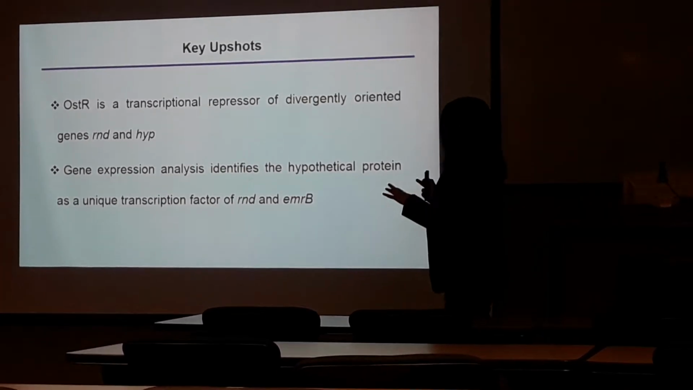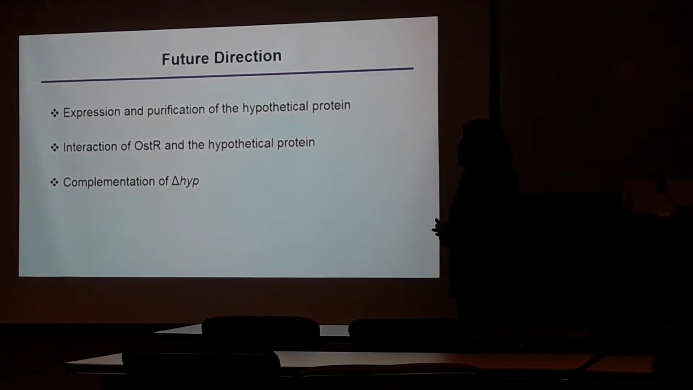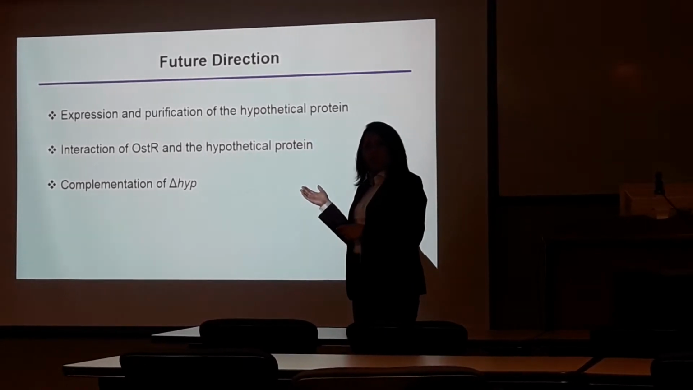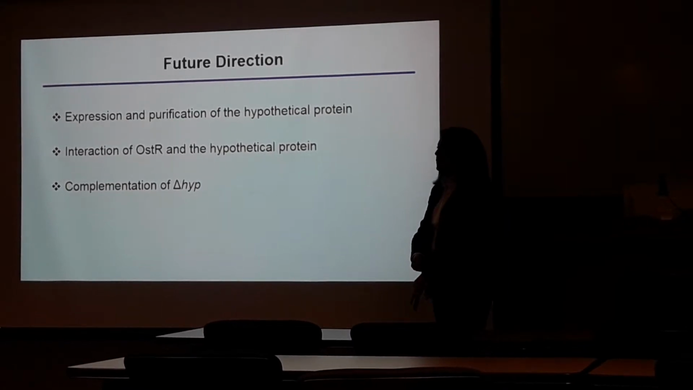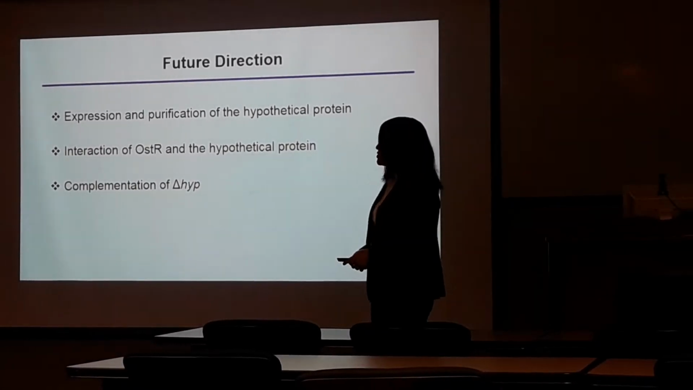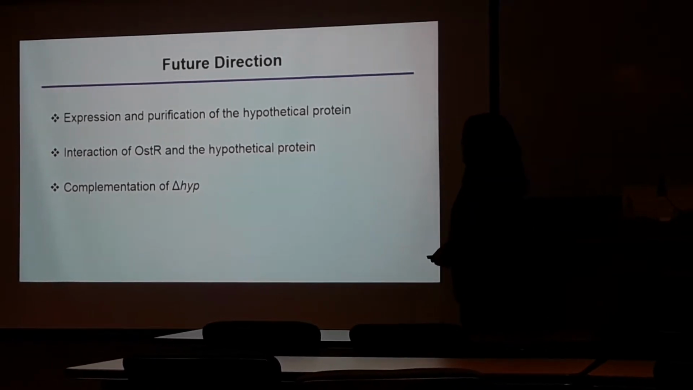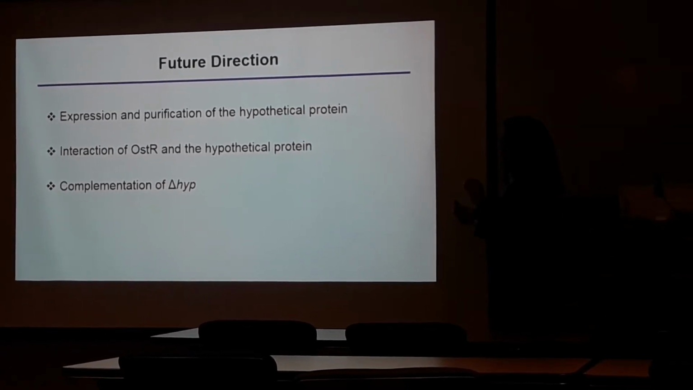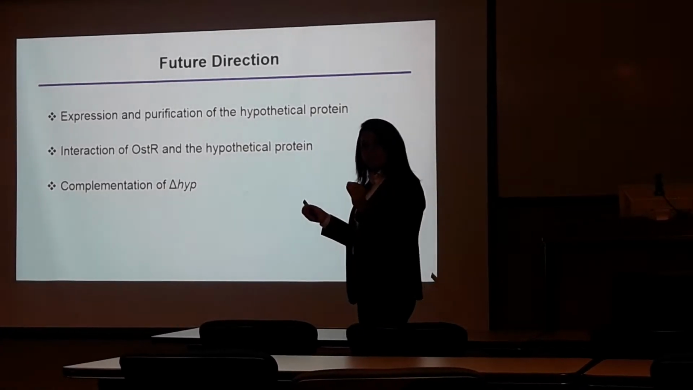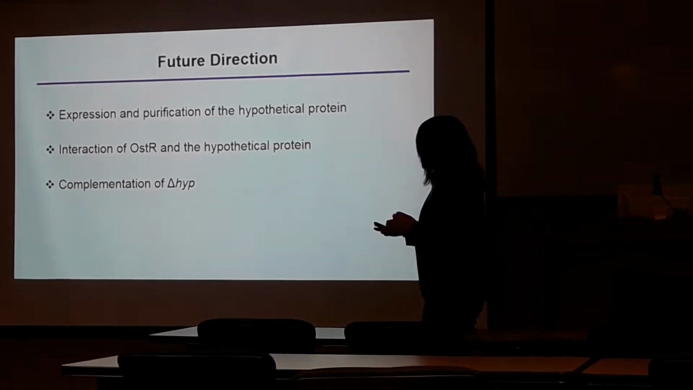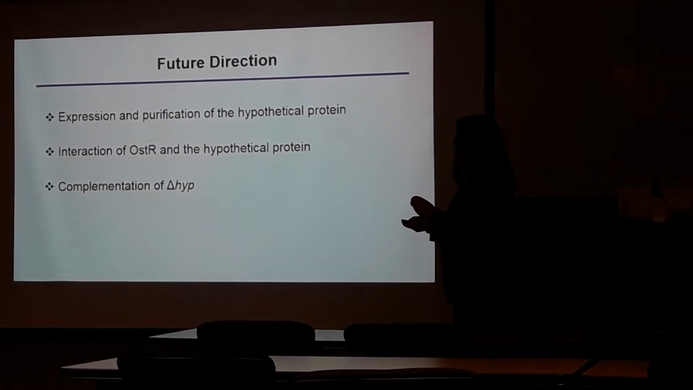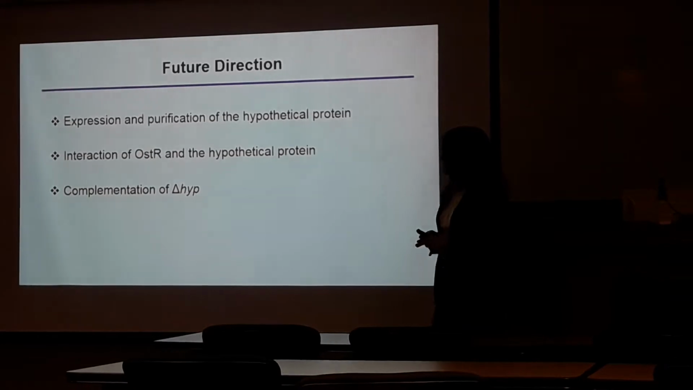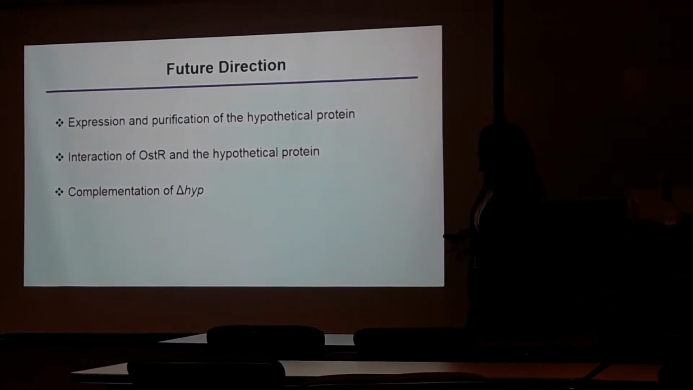As we're interested in this hypothetical protein, the next step would be the expression and purification of the protein. We have already done the expression of the hypothetical protein in an E. coli strain. I'm working on purification now. And we would like to see whether there's an interaction between OSTR and the hypothetical protein, as they are transcription factors which regulate the same target genes, RND and EMRB in this case. We'd like to complement the delta HIP mutant, but in this case, obviously, we're not going to use the plasmid containing the gentamicin resistance cassette. We're going to use something else.